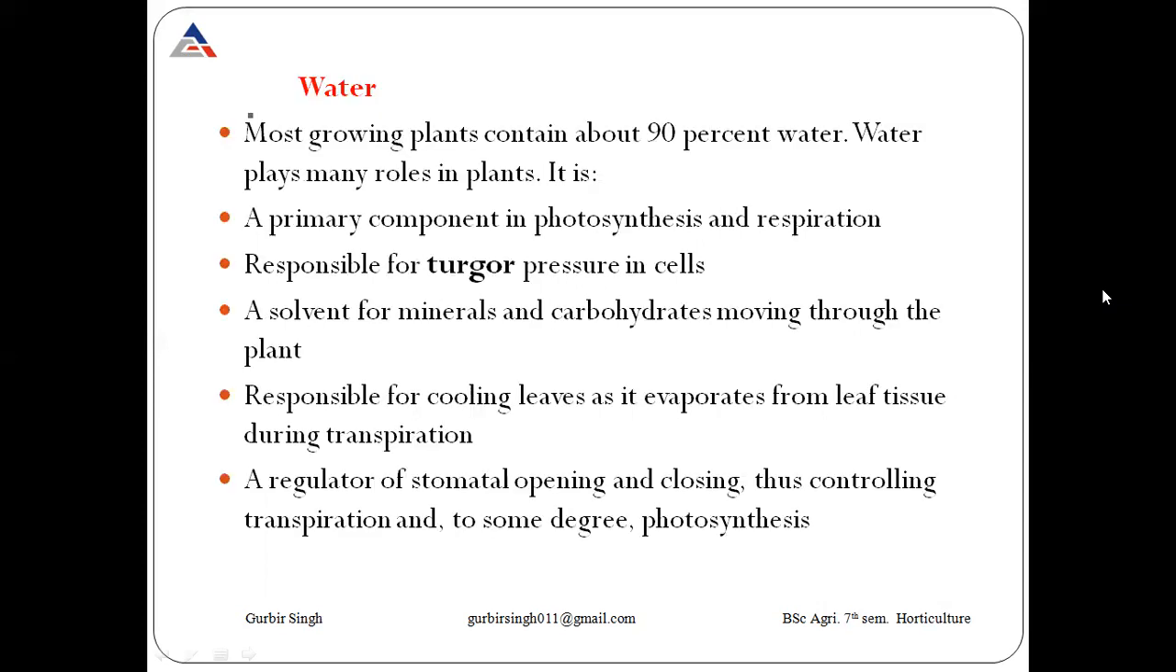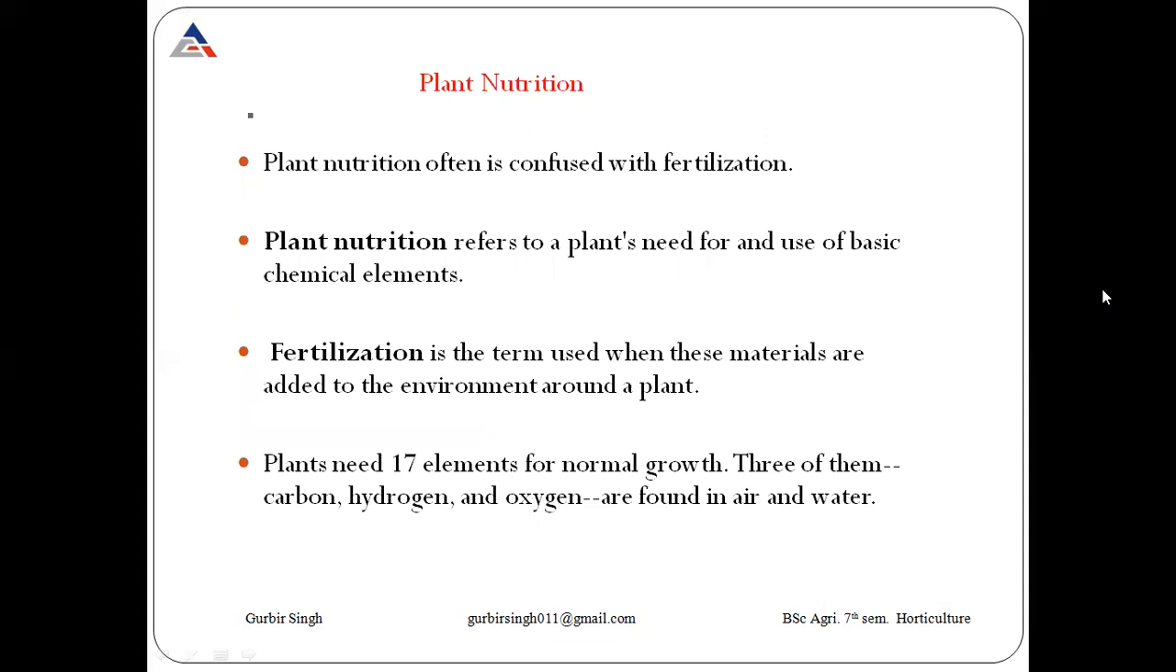Next is water. Most growing plants contain 90% water. Water plays many roles in plants. It is a primary component in photosynthesis and respiration, responsible for turgor pressure in cells, a solvent for minerals and carbohydrates moving through the plant cell, responsible for cooling leaves as it evaporates from leaf tissue during transpiration, a regulator of stomatal opening and closing, thus controlling transpiration, and to some degree photosynthesis.